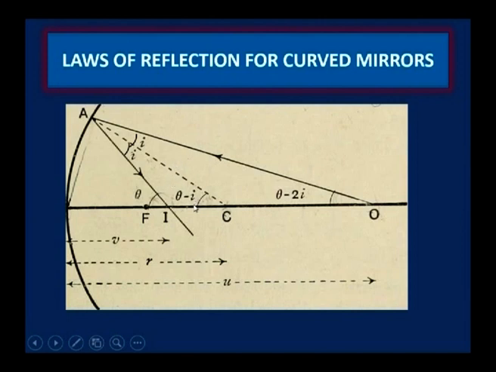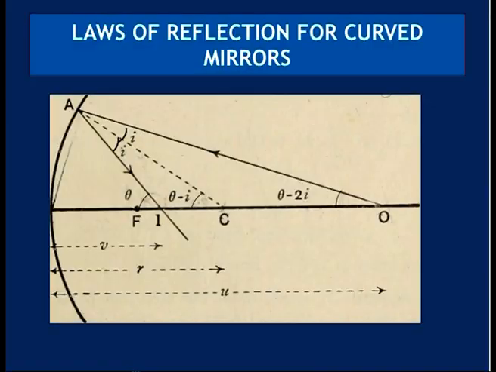Okay, children? So that means we can say the laws of reflection are applicable for curved mirrors also. Okay children, you can see here AC is the normal and the incident ray OA and the reflected ray AI are making equal angle with the normal AC. Okay, so the first law of reflection is satisfied. Also you can see the incident ray, the reflected ray and the normal all are in the same plane. So very clearly we can say that the laws of reflection are applicable for curved mirrors also.